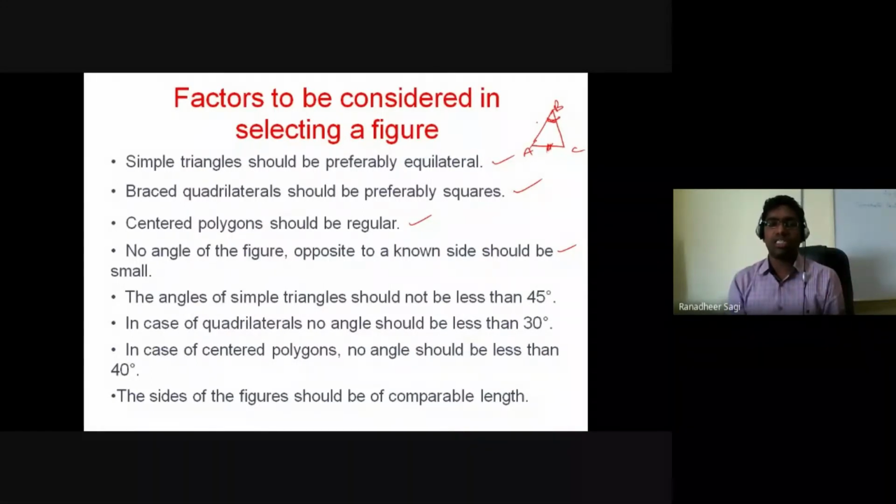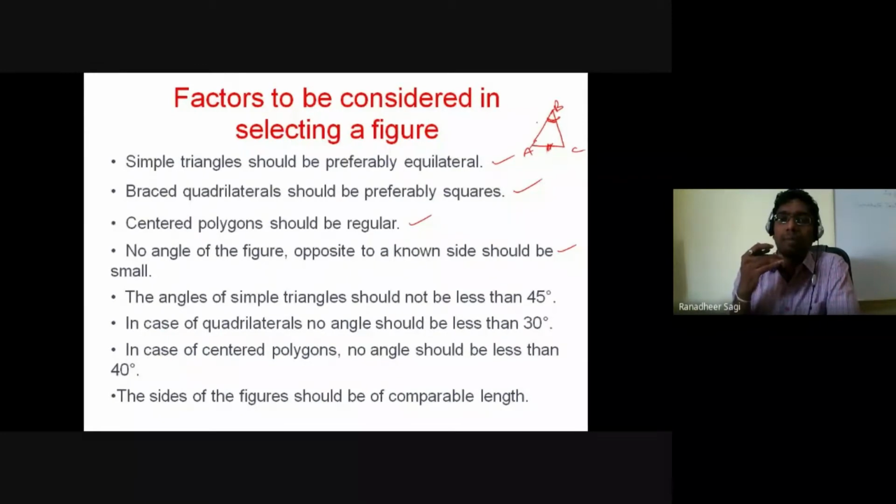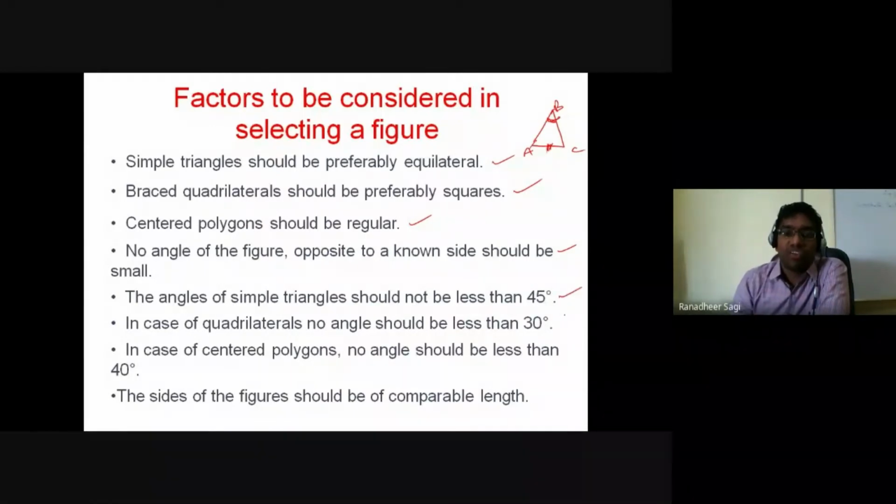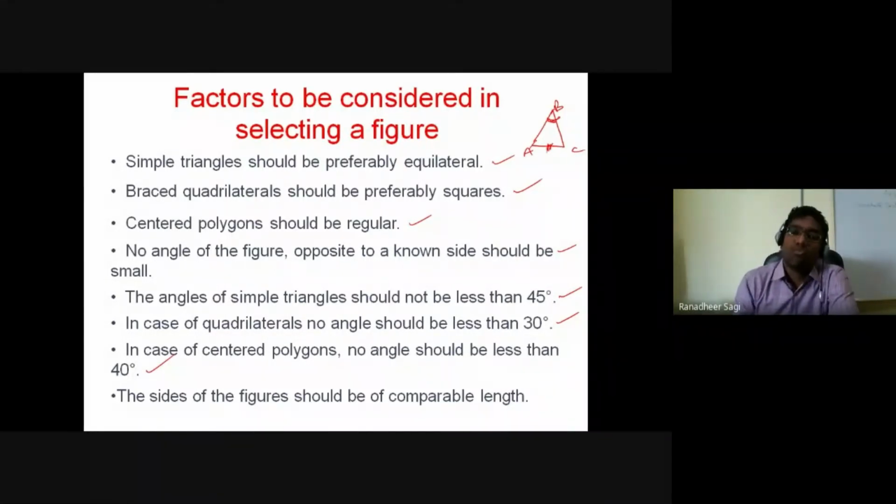If it is a simple triangle, a braced quadrilateral, or a centered polygon, and so on, there are certain conditions to be satisfied in order to compute your unknown values with better accuracy. Okay. The angles of the simple triangle should not be less than 45 degrees. In the case of quadrilaterals, no angle should be less than 30 degrees. In the case of the centered polygon, we say that no angle should be less than 40 degrees.